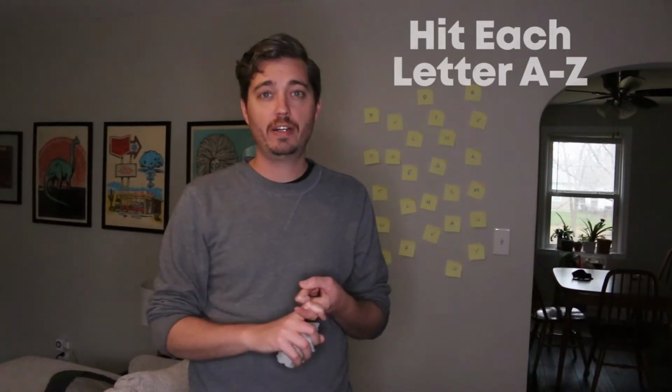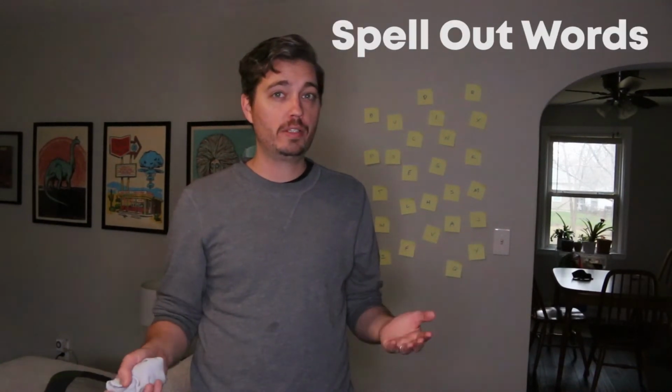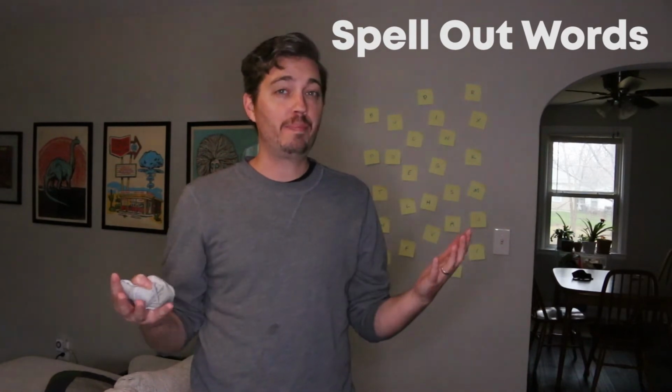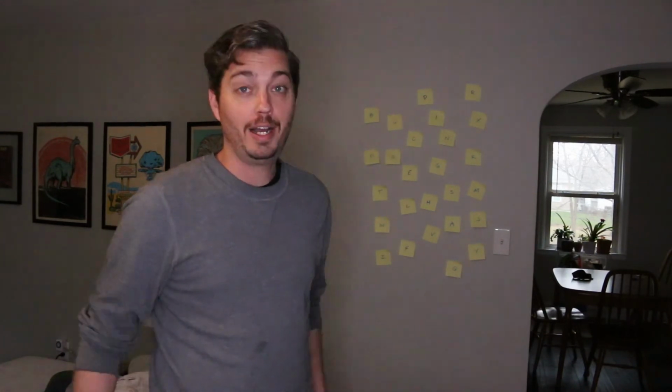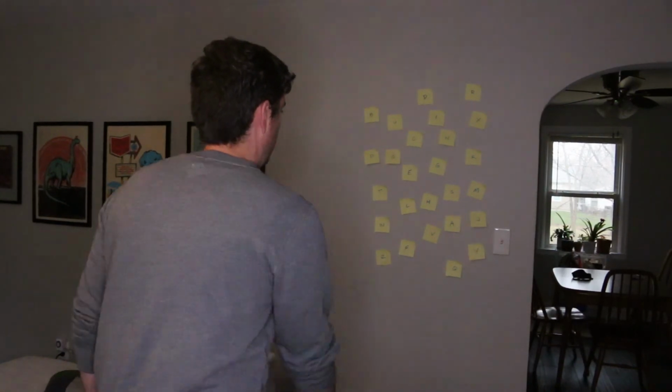and now we can do a couple of different games. We can try to hit each letter alphabetically, A through Z. We could try and spell out some words. You can come up with a bunch of different things that you can do with this game, which is one of the reasons which makes it great. So I'll give it a shot. I'll try and hit A through Z, I guess.